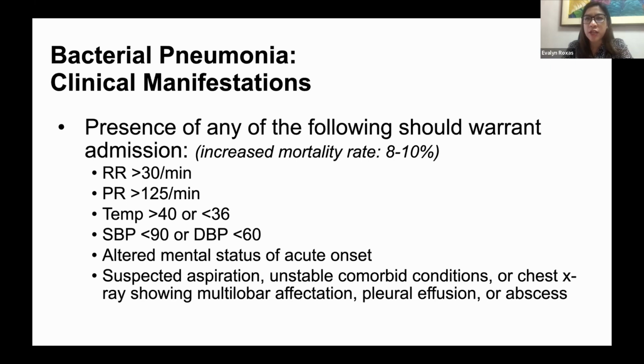So when we see this patient in the emergency room, we advise admission. Tachycardia with heart rate of more than 125, febrile patient with temperature of more than 40, or even hypothermia is also not a good sign. So we advise admission. And unstable BP, with systolic blood pressure of less than 90 or diastolic blood pressure of less than 60. And the patient presents with altered mental status, or when you're considering suspected aspiration and unstable comorbid condition, then again, we advise admission.